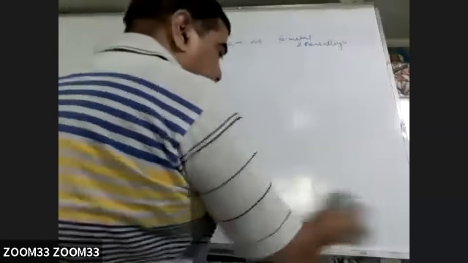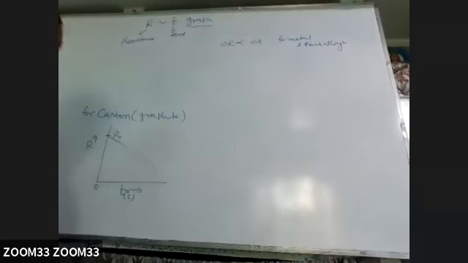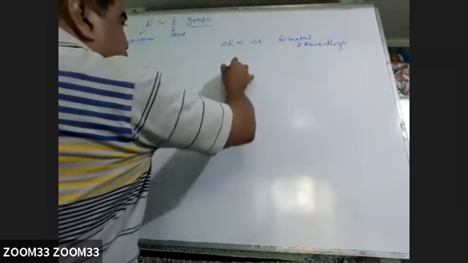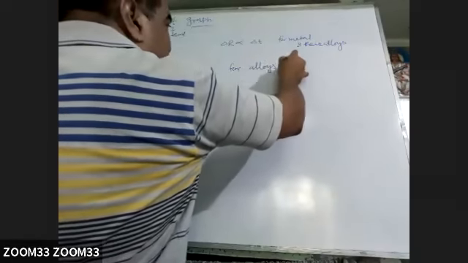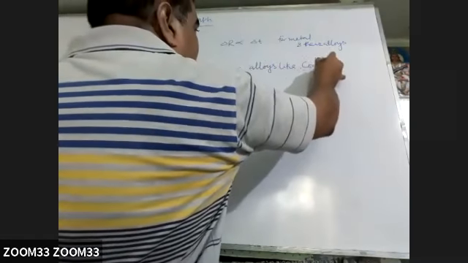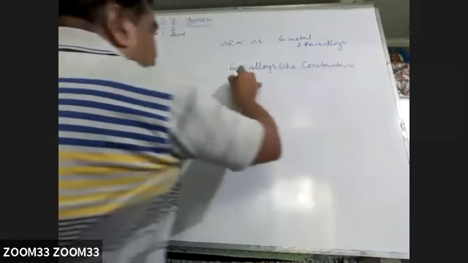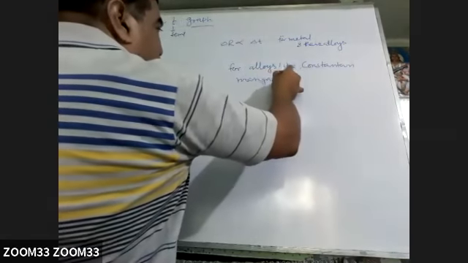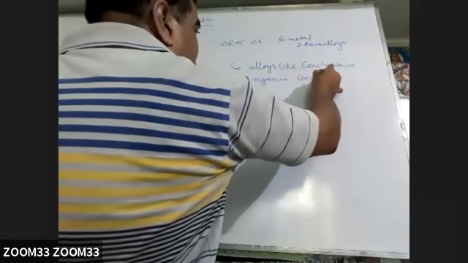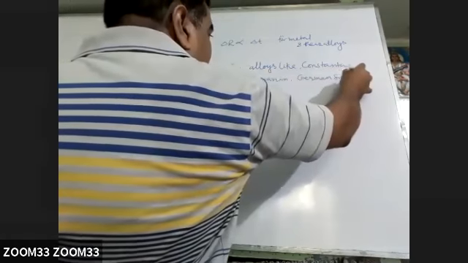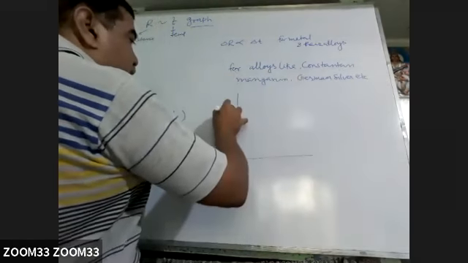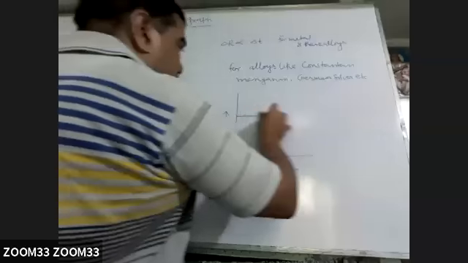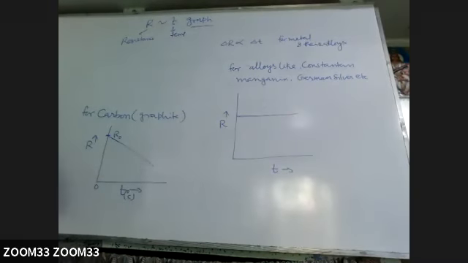So for this type of material, for alloys like Constantan, manganese, German silver, the graph will come as a straight line. So no variation, no effect of temperature.